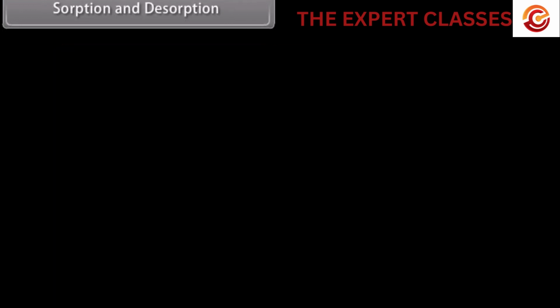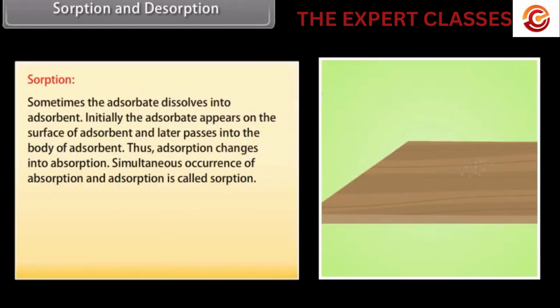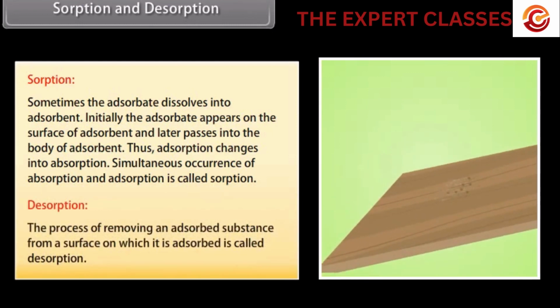Sorption and desorption. Sometimes the adsorbate dissolves into the adsorbent. Initially, the adsorbate appears on the surface of the adsorbent and later passes into the body of the adsorbent. Thus, adsorption changes into absorption. Simultaneous occurrence of absorption and adsorption is called sorption. Desorption: the process of removing an adsorbed substance from a surface on which it is adsorbed is called desorption.